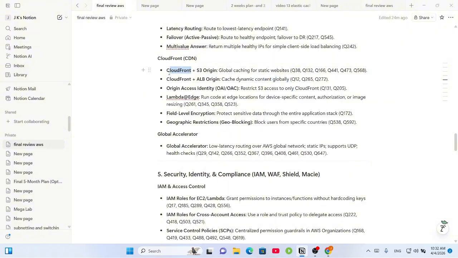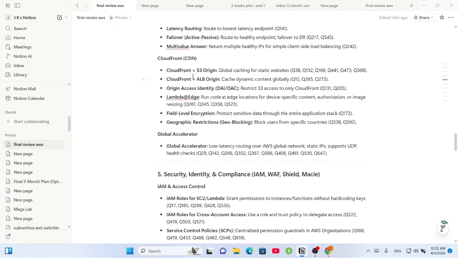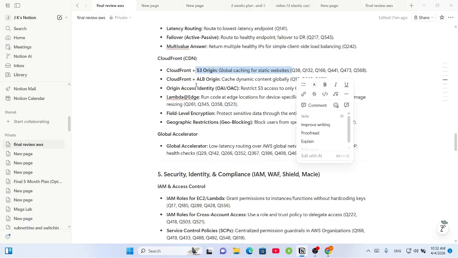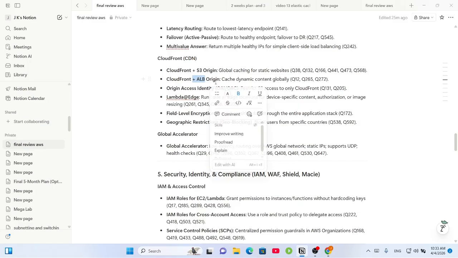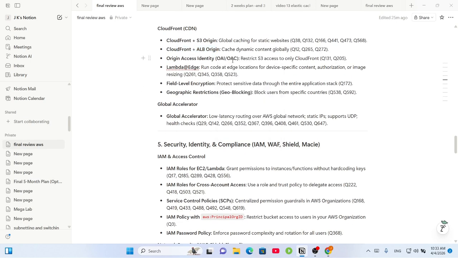CloudFront is just used to create distributions or CDNs. You can configure it with S3 or ALB. S3 if you need a static website, since you can only host a static website in S3, right? But if you need ALB, it caches dynamic content globally, content that changes. Then you should use CloudFront plus ALB.